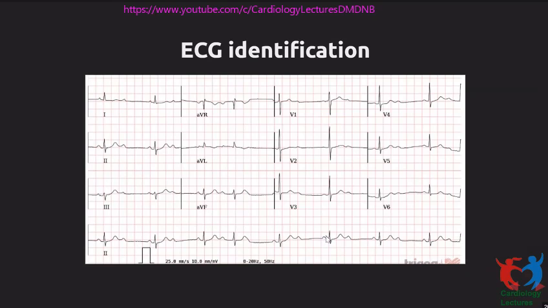narrow QRS. But here you have another clue: for one cycle, you have a change from 2:1 to 3:2 conduction. And when it changes to a 3:2 conduction, we can clearly see that the PR interval prolongs on the second conducted P wave. So all these findings tell us clearly this is a nodal block.